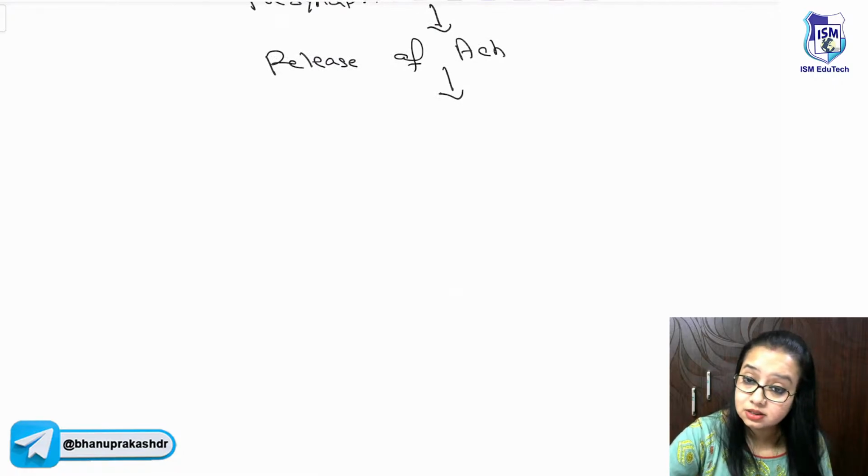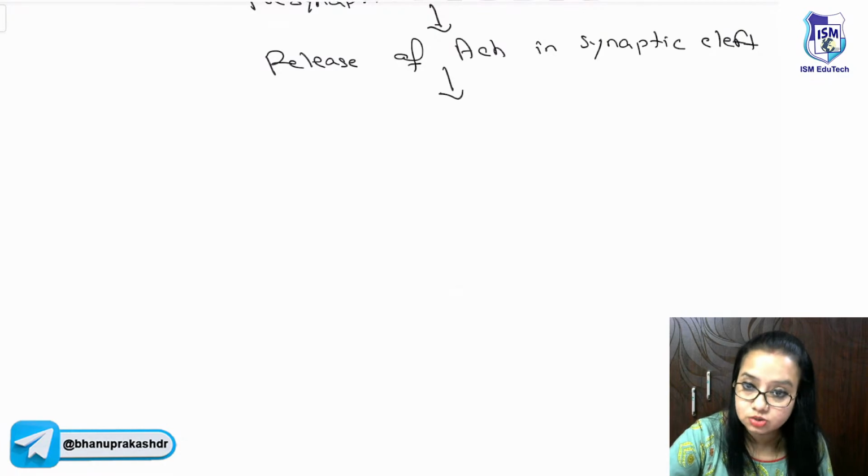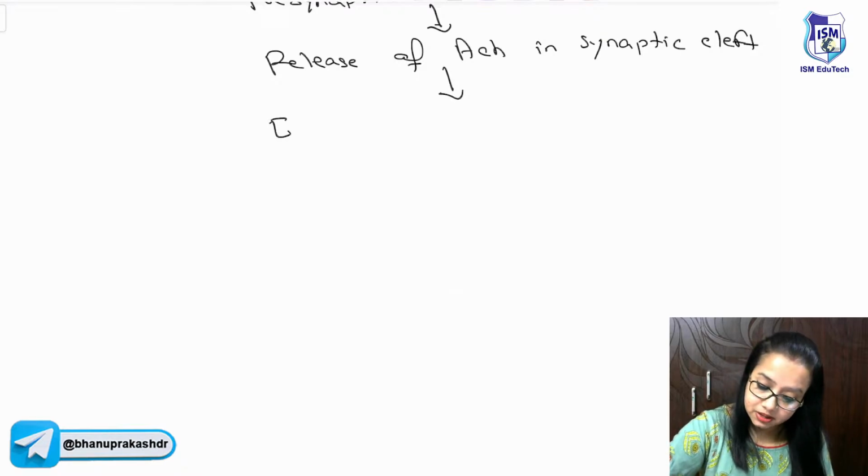Release of acetylcholine into the synaptic cleft by the process of exocytosis. Okay, the ionic basis we know. Now, once it is done, what will happen?